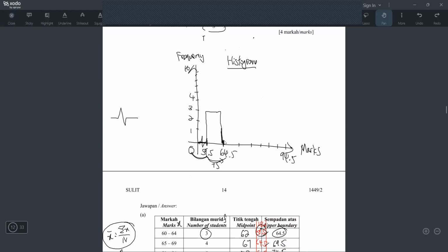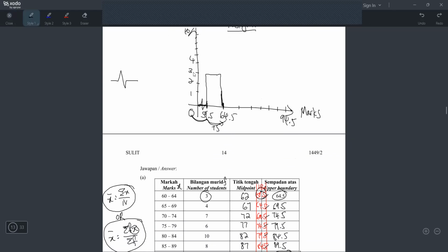Kena 59.5 dekat 64.5. And also when you plot, jangan tengok sini saja. Sometimes student dia tengok frequency saja. Jangan. Saya nak you tengok lower boundary dengan upper boundary dengan frequency. Lower boundary dengan upper boundary pun tengok sekali.